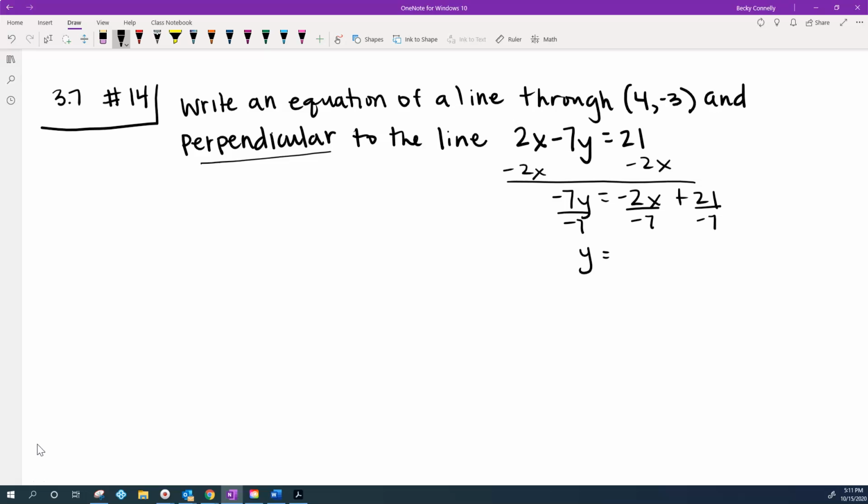And then we'll divide everything by -7. So y equals 2/7, right? Because a negative divided by a negative is positive. 2/7 x, and then minus 3, because I've got a positive divided by a negative. All right, so from this, all I want is the slope, but I want the one that's perpendicular to this. So the perpendicular slope would be -7/2. Got to flip it and change the sign.